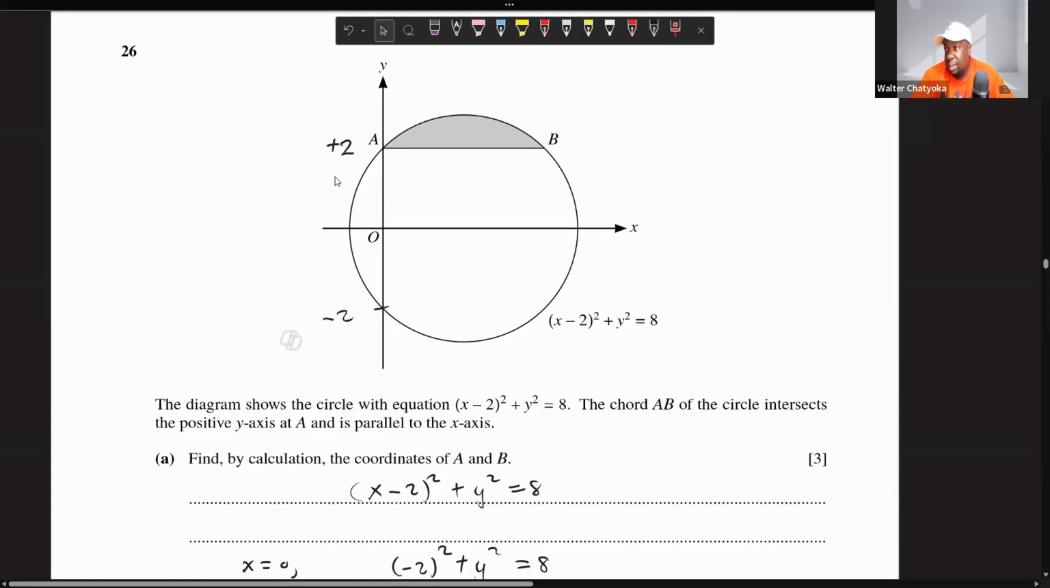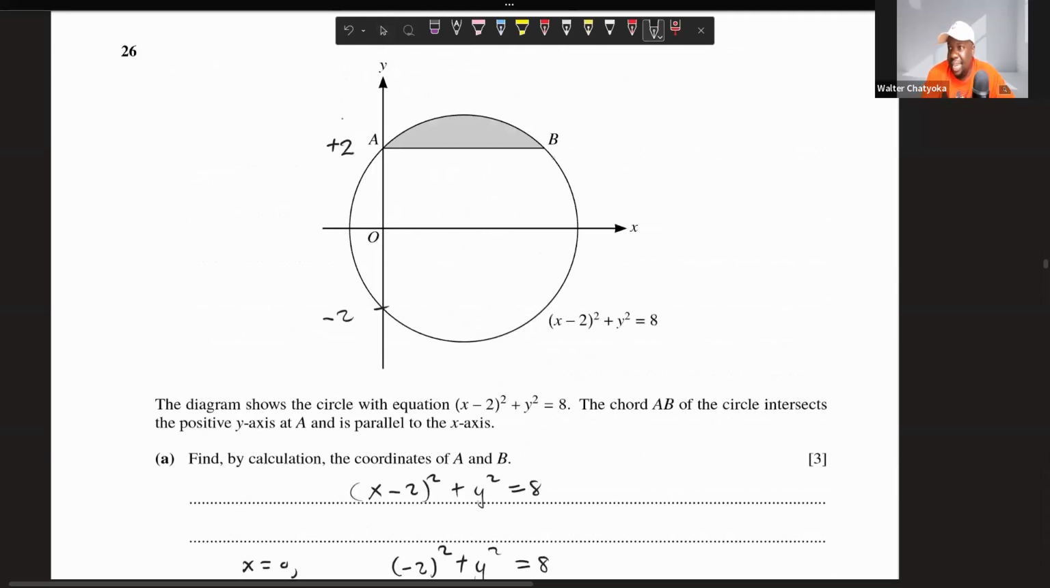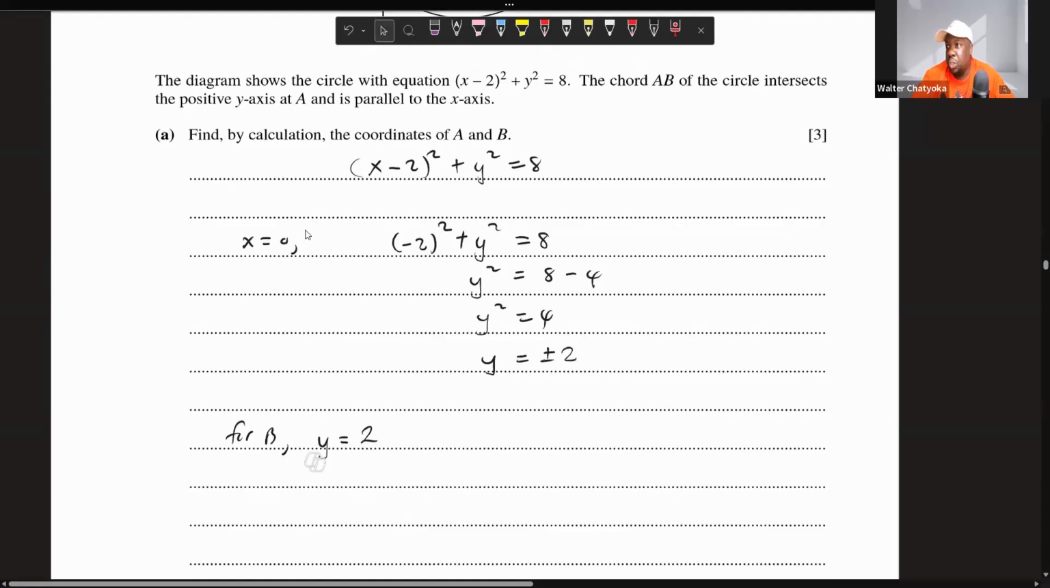Now we can find the other coordinate, B. For B, we know that x is equal to positive 2. Actually, it's not x that's equal to 2, it's y that's equal to 2. If you look here, this is the y coordinate. So it's actually y that's equal to 2.